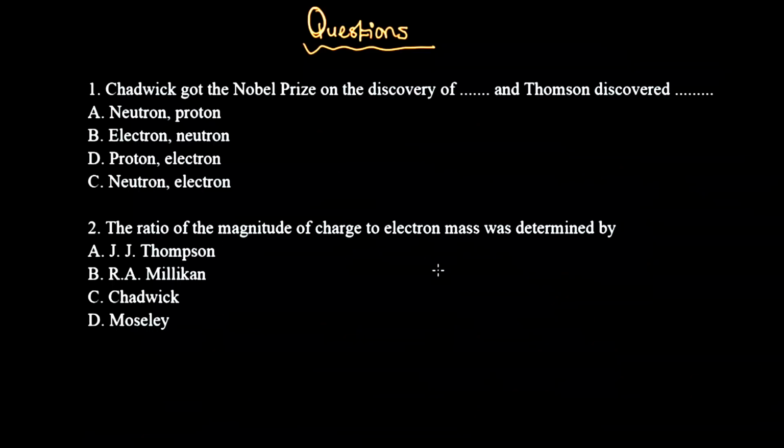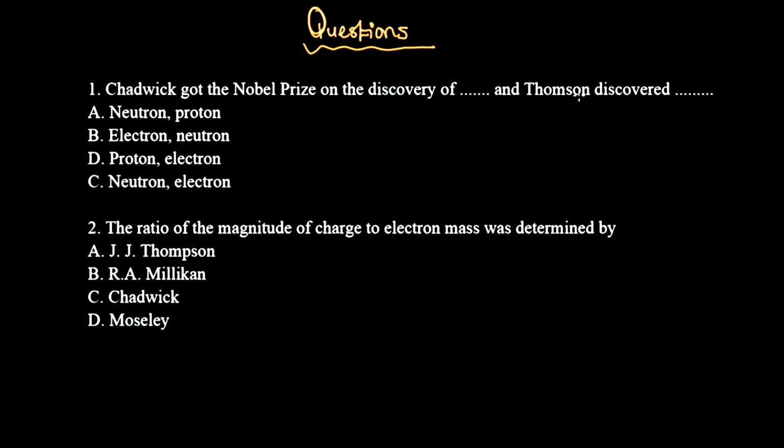All right, so let's look at these questions. The first question: Chadwick got the Nobel Prize for the discovery of dash, and Thomson discovered dash. The first option is neutron and proton. Basically, Chadwick discovered the neutron, right? But what did Thomson discover?